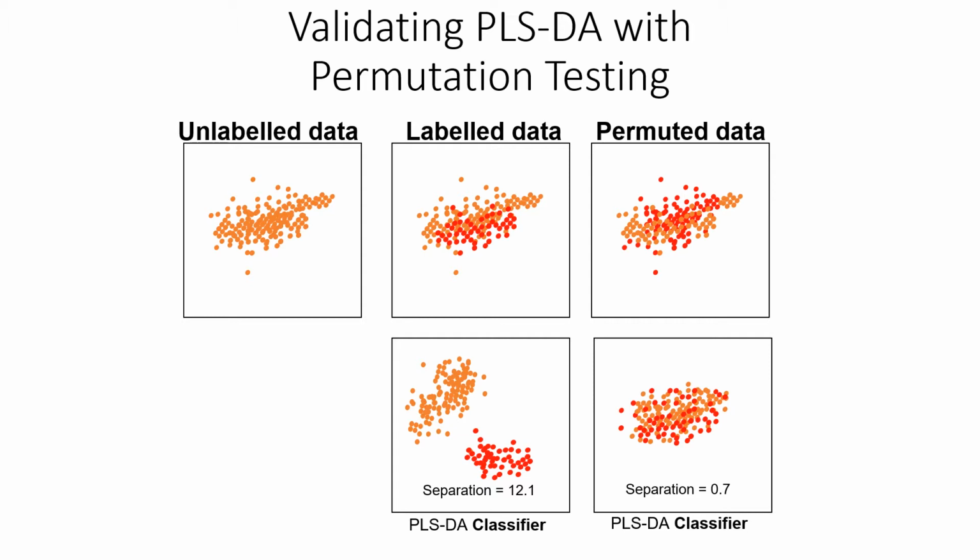So what we're seeing in the first set, we have our unlabeled data. Now we've got the labeled data, the red and the blue. If we run our data through the PLSDA classifier, we can see that the red and the blue are nicely separated, and they have a separation coefficient of 12, which is very good. If we then randomize our labels on the next case, where we've permuted the data, you can see it's still the same cluster, but now the reds are different and the blues are different. We run it through our classifier, and we find that the classifier actually doesn't separate anything at all.